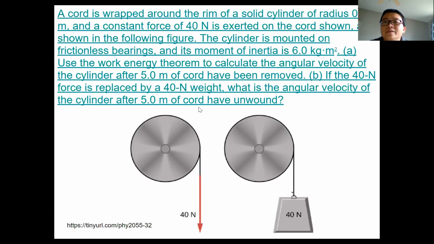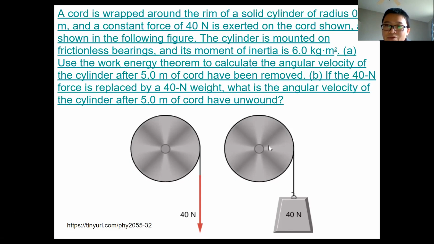Oh, it actually tells us the moment of inertia. Okay, so the moment of inertia is given: 6.0 kilogram times meter squared. So you don't have to calculate the moment of inertia, it's given. Okay, so it's asking you to use the work energy theorem to calculate the angular velocity of the cylinder after 5.0 meters of cord has been removed.